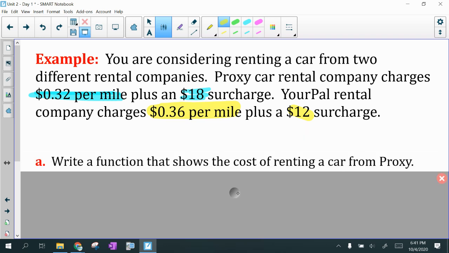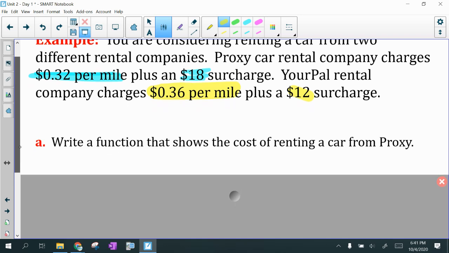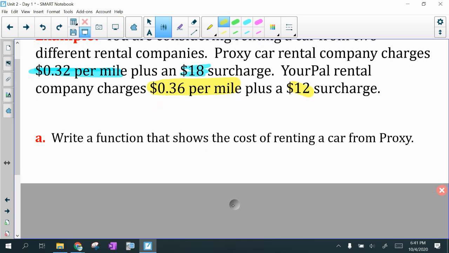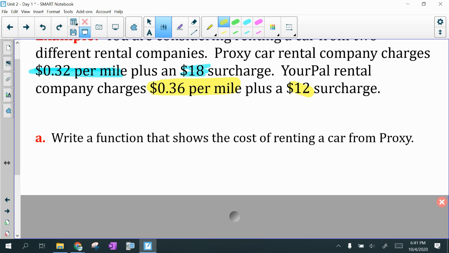Let's come up with my 2 functions. Let's find the function that finds the cost of renting from Proxy. So I'm going to say, let's rewrite it in terms of, again, Proxy. I'm going to use P. And I'm going to say, how many miles have I got? So I'm going to say P of M. 32 cents per mile, so 32 cents times the number of miles, plus my $18 surcharge. That's a nice written way of describing the cost of renting the car from Proxy.